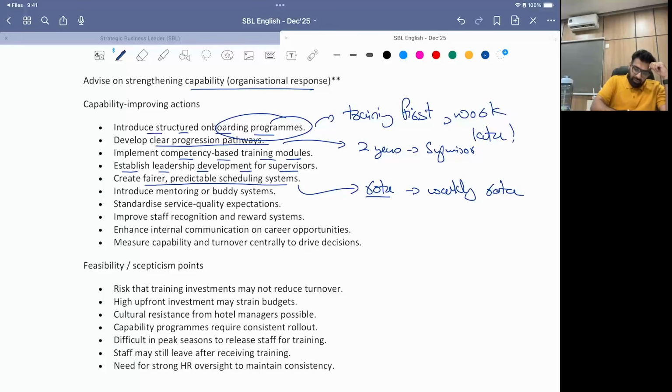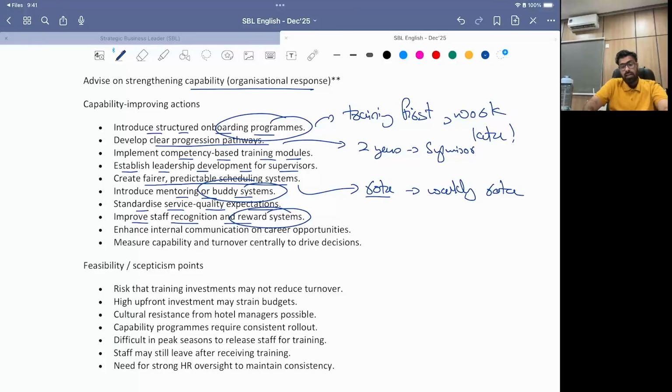Now, introduce mentoring or buddy systems. What's a buddy system? It's very clear: when someone joins, they already know this is the one who is going to be training me across the hotels and systems. The buddy system is a very good system. I used to observe this in my area as well. I got an email on the first day that Musab would be my buddy, and I just needed to go there, and he introduced me to everyone and every system for one day, not doing his own work. So yeah, it's good. Then standardize service quality expectations, and improve recognition and reward systems.